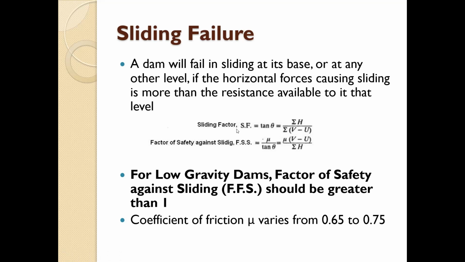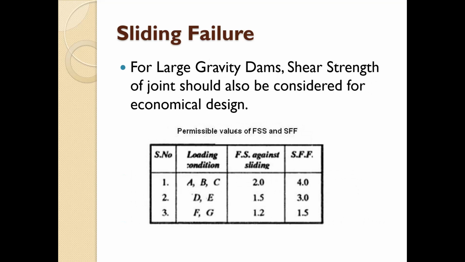For a low gravity dam, the factor of safety against sliding should be greater than 1, and the coefficient of friction mu varies from 0.65 to 0.75. Then for a large gravity dam, the shear strength of the joint should also be considered for an economical design. So these are the loading conditions and these are the factors of safety against sliding.